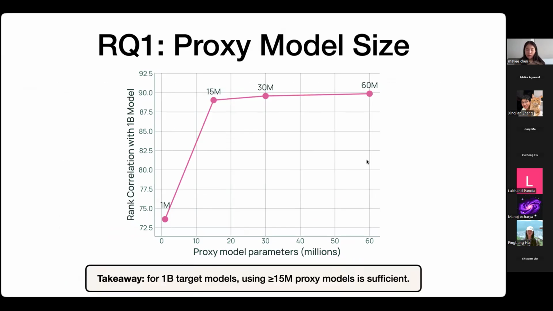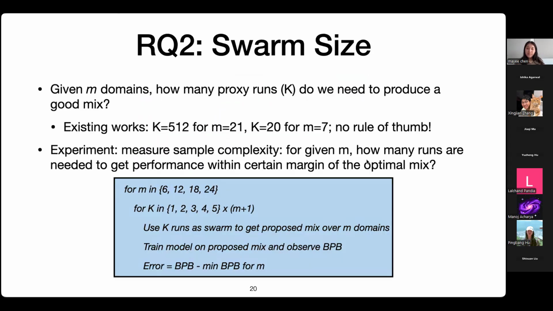So here are our results. So on the x-axis is the size of the proxy model. So we did 1 million, 15, 30, and 60 million. And on the y-axis is the rank correlation with our target 1 billion parameter model. So we can see that everything over 15 million parameters has a pretty high rank correlation. So our recommendation, at least if you want to do well at the 1 billion parameter scale, is to use proxy models that are at least 15 million parameters.